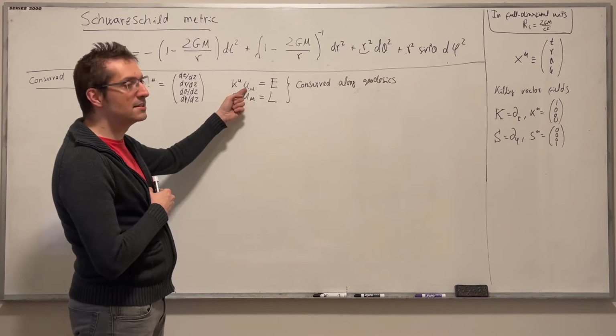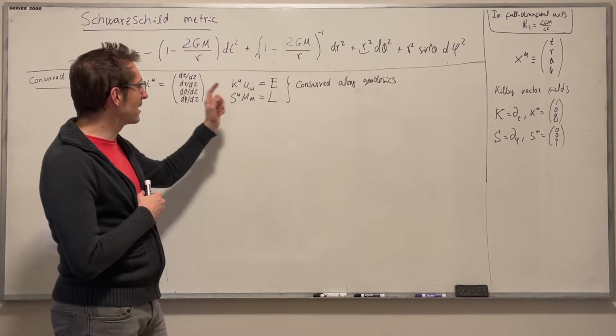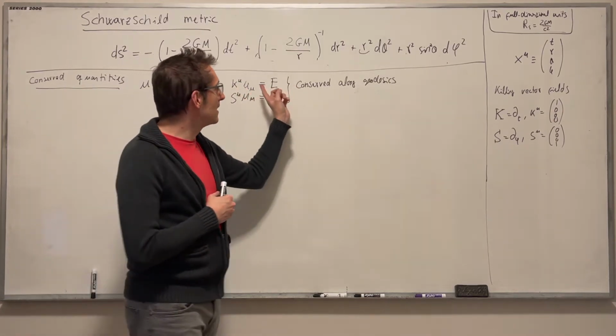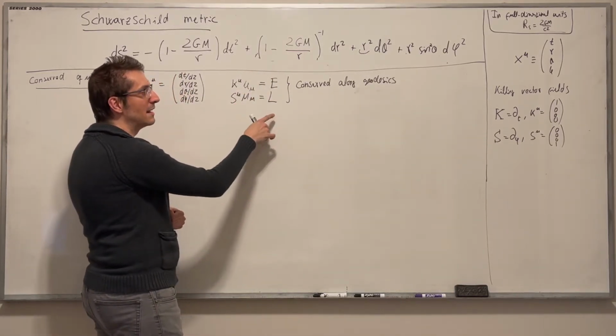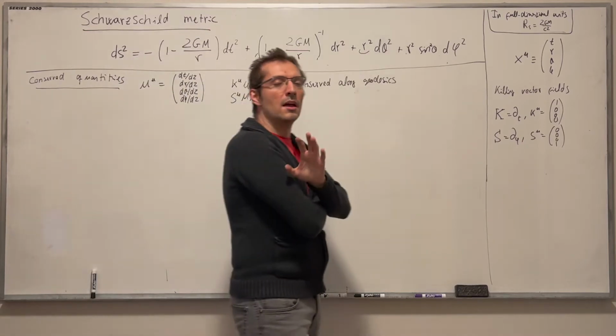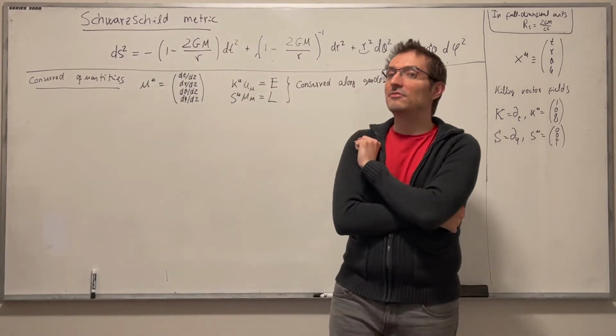And then I say that the contraction of the Killing vector field k with the four-velocity of a particle following a geodesic, I call it E, and I know that E is conserved along geodesics. And the one with S, I call it L, and I say that L is conserved along geodesics. What do they represent physically?